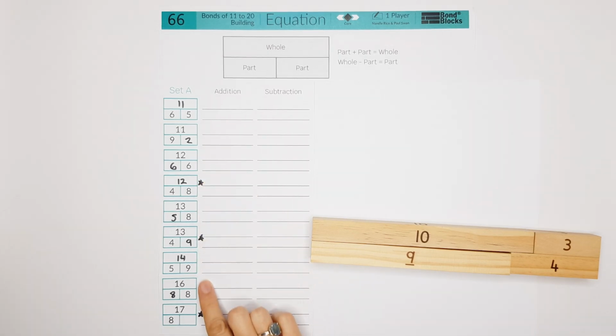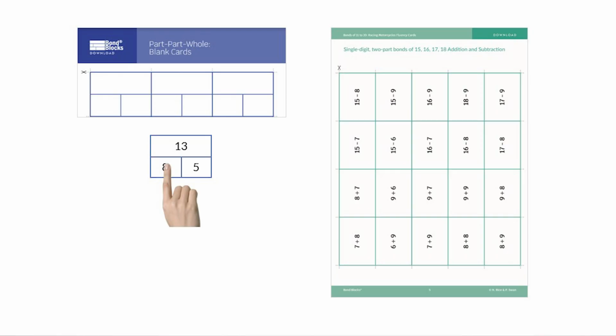After filling in the diagrams, I would then go on the website and download some of the cards to help me develop fluency with these specific bonds.